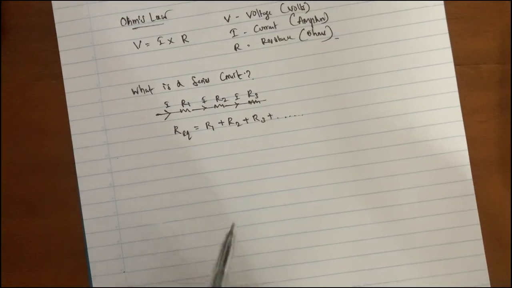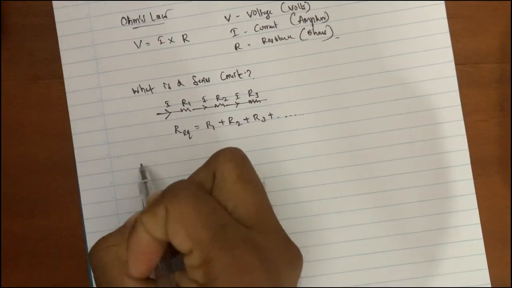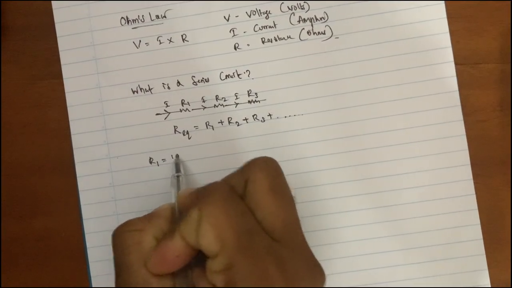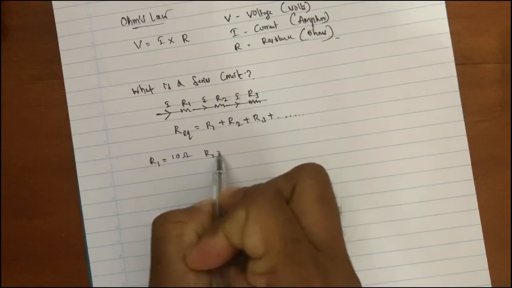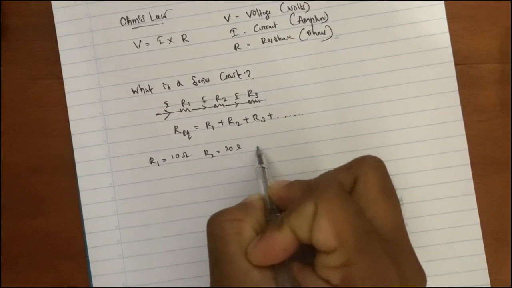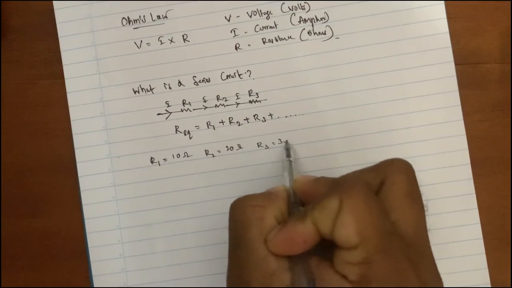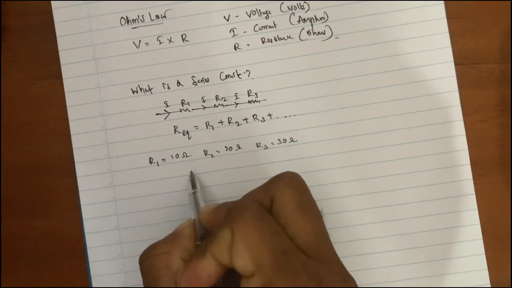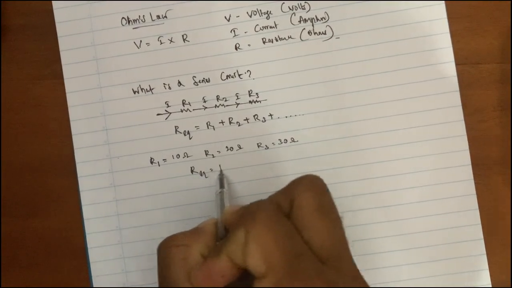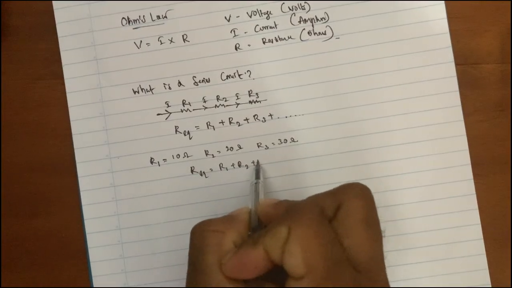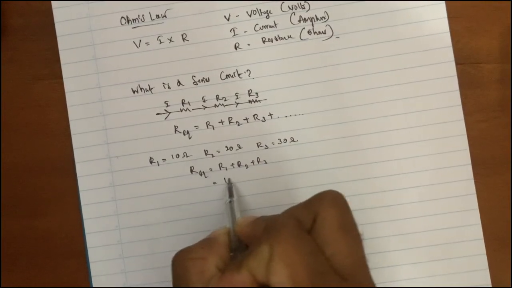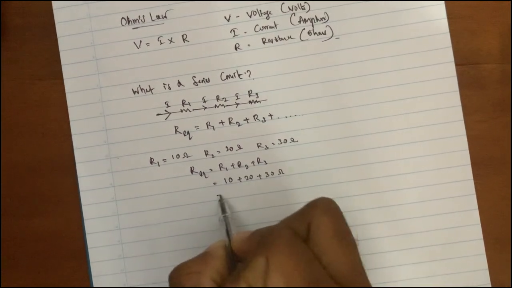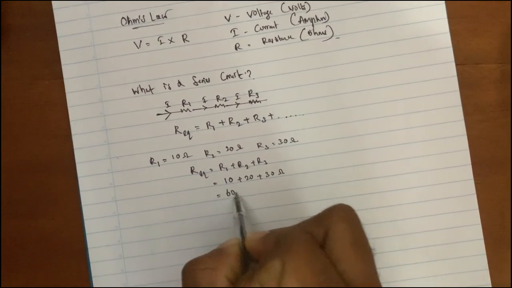Let me explain an example. If you have three resistances in series as R1 is equal 10 ohms, R2 equal 20 ohms, and R3 equal 30 ohms, the equivalent resistance is given as R1 plus R2 plus R3. That means 10 plus 20 plus 30 ohms. That gives 60 ohms.